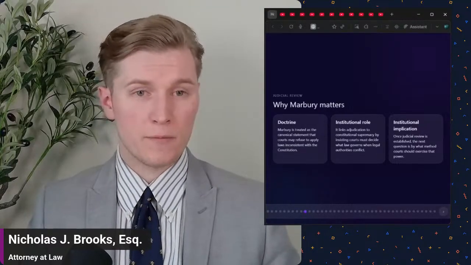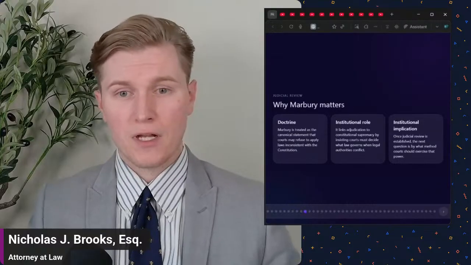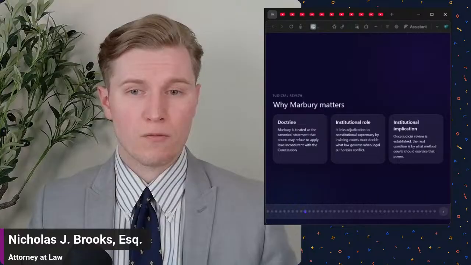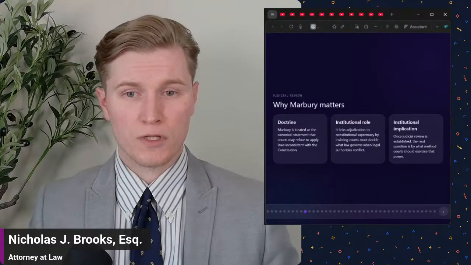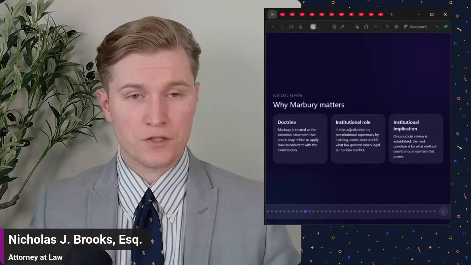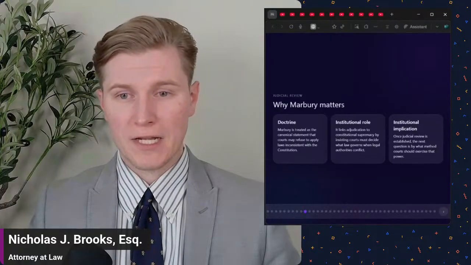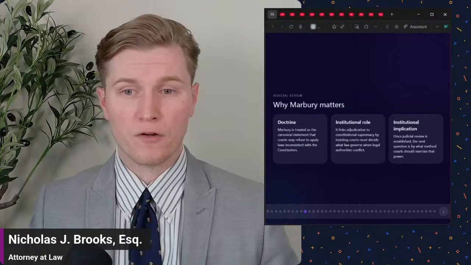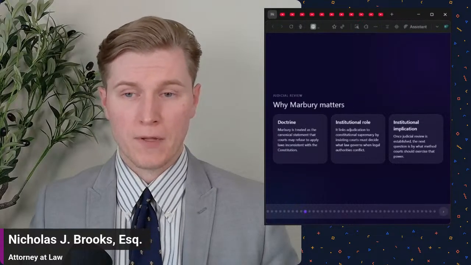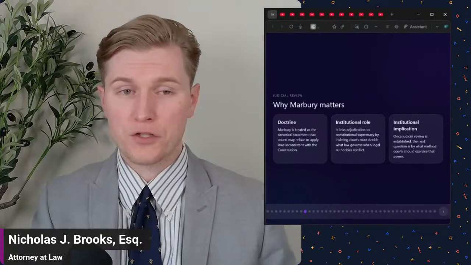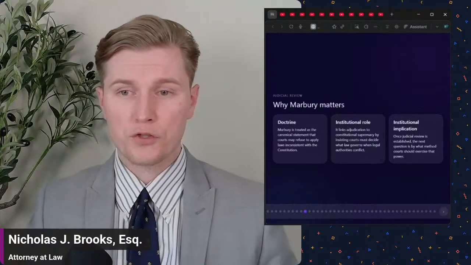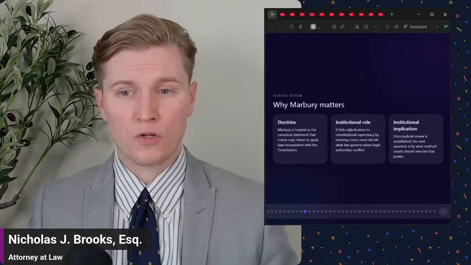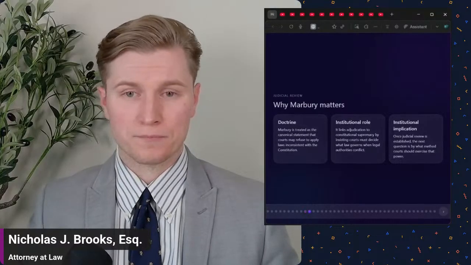And this is why Marbury v. Madison matters. Marbury is treated as the canonical statement that courts may refuse to apply laws inconsistent with the Constitution. It also plays an institutional role. It links adjudication to constitutional supremacy by insisting courts must decide what law governs when legal authorities conflict. Also, there's another institutional implication. So once judicial review is established, the next question is by what method courts should exercise that power.